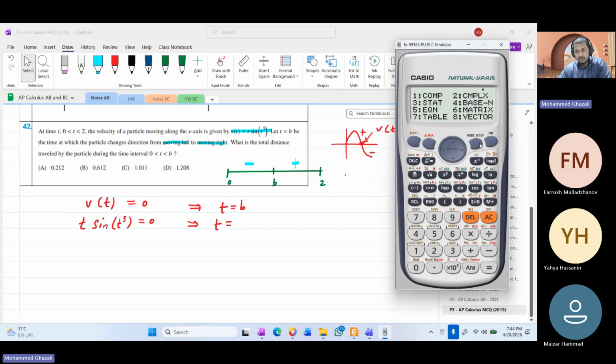Let's do it. Alpha x sine alpha x to the power 3, alpha equals 0. Is my calculator in radians mode? It is. Shift solve, press equals. So I'm getting an answer of, no, that answer can't be correct.